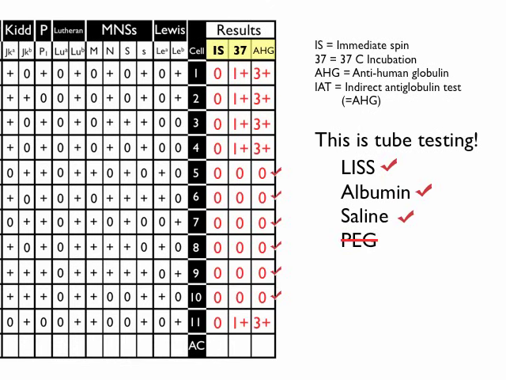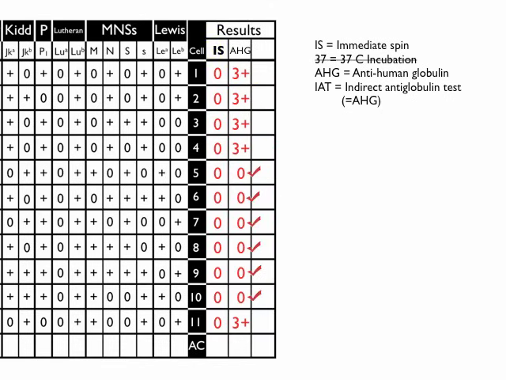PEG, as we mentioned in the pre-transfusion testing lecture, will cause non-specific reactions at 37, and you should not include a 37-degree read when you're doing PEG. So either LIS, albumin, or saline, but clearly tube testing. Okay, so that's that one. Now let's look at the next one.